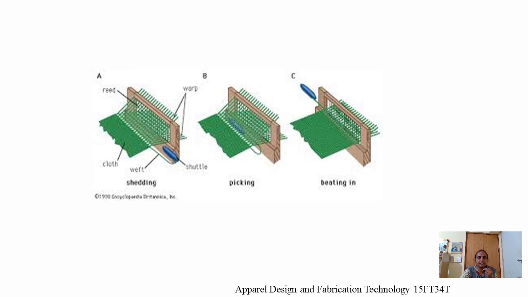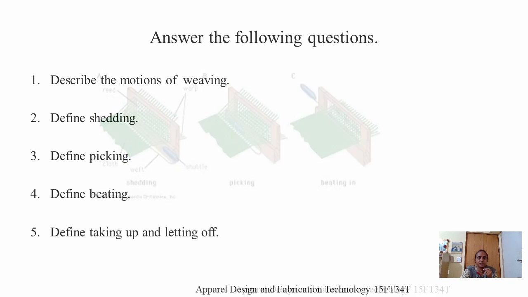See, this is the shedding process, the first motion. This is the picking, inserting the weft yarns through the shuttle, then beating up. With the help of the reed, you are beating the last inserted weft towards the cloth beam. So all these are the motions of the weaving which are carried out in the weaving process.